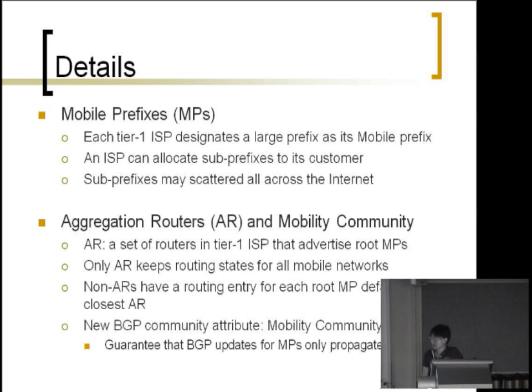We also have this notion of aggregation routers, which are essentially routers in the ISP that advertise these root mobile prefixes, which are the top level large prefixes designated for mobility service. Only those aggregation routers need to keep track of the routing state associated with the mobile networks. This is a key design decision we made because it helps us scale the routing updates, since we don't want all the routers to participate in announcing these routing changes associated with mobile prefixes. And we also have this mobile community, which can easily be added in the BGP updates today, and which indicates that these updates are associated with prefixes which are used for mobility services.